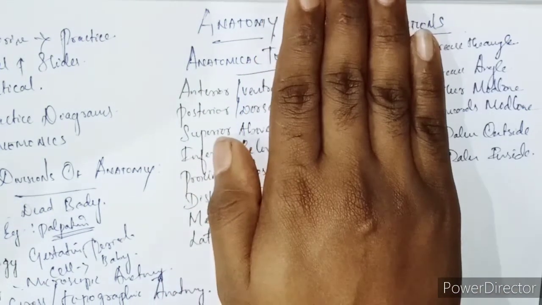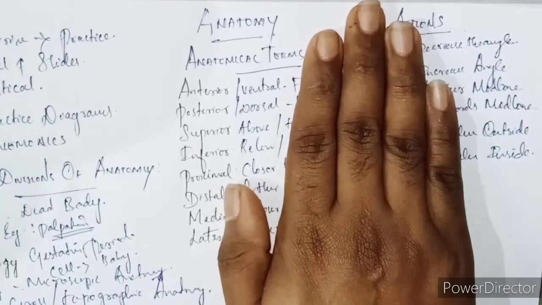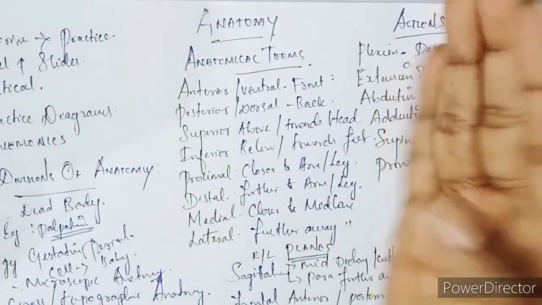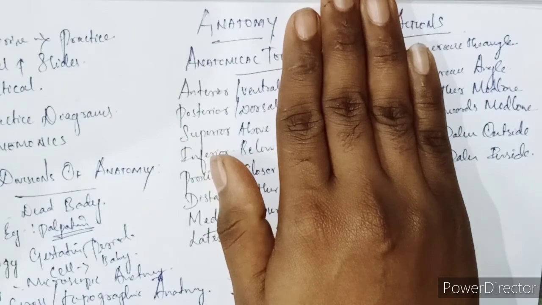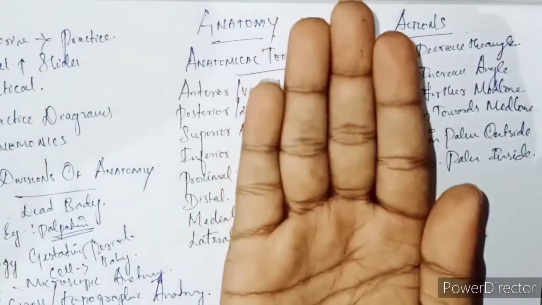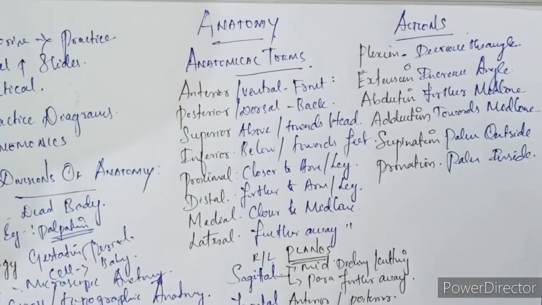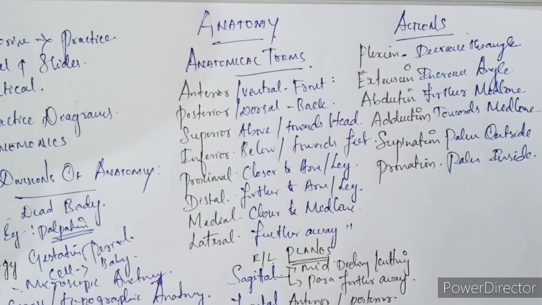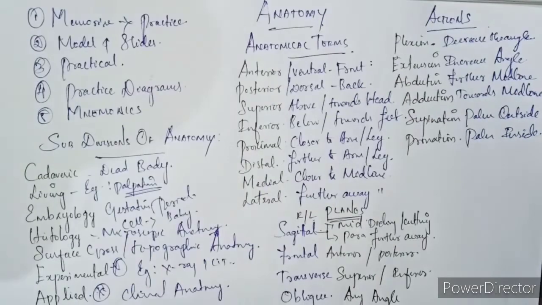For pronation, we can keep it simple: when we are going to promise someone, we keep the hand like this. So pronation, promise, the palm is facing inside. So we can remind it. Pronation is palm inside and supination is palm outside. So the actions we have seen: flexion is going to decrease the angle and extension is increasing the angle. Abduction is further away from the midline, adduction is towards the midline, and supination is palm facing outside and pronation is palm facing inside.